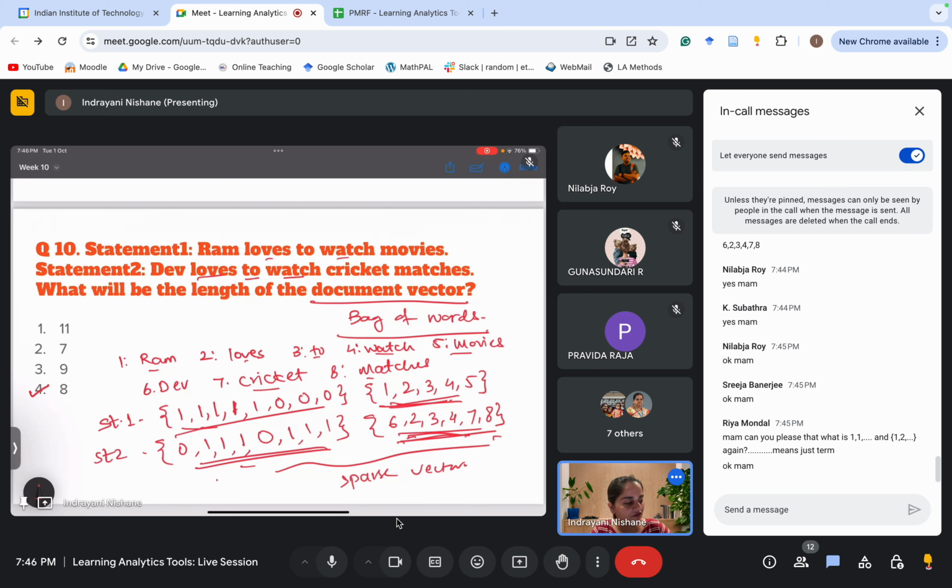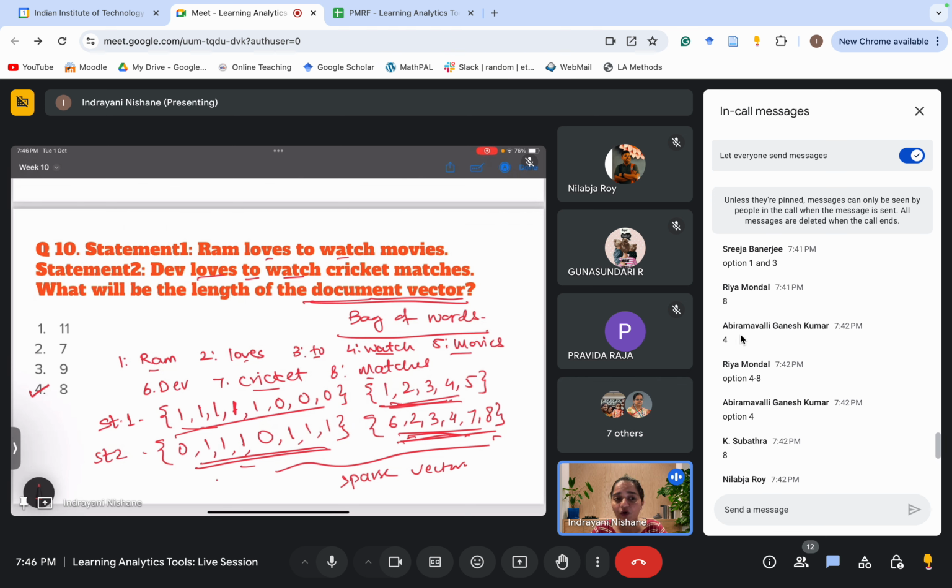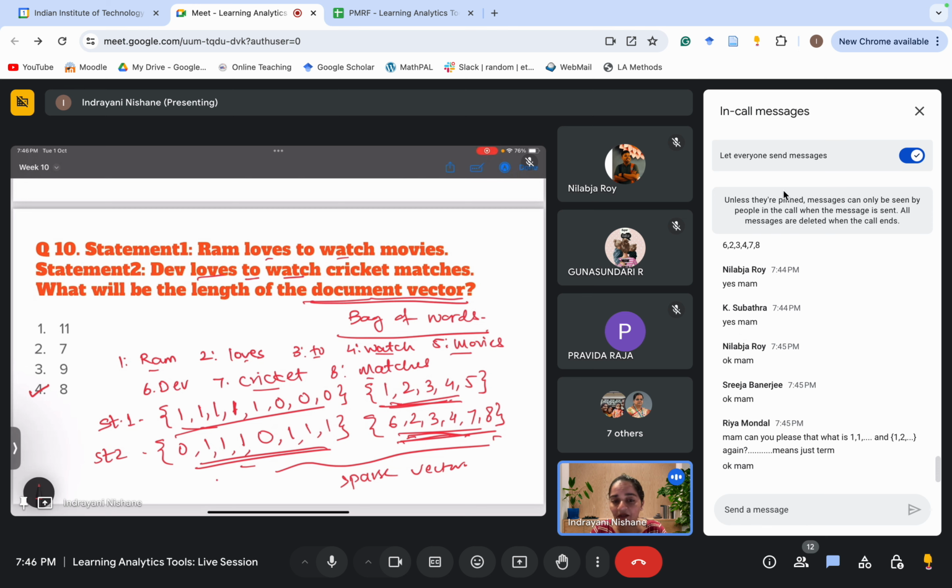Now here, even though we did not know what a document vector is, they are just asking for some length, and looking at the options, all of you answered correctly. If you go back to the chat box, you will see all of you have answered option 4, that number 8 and option 4. So you just interpreted the options, and even though you don't know the words, you do the cross solving. You look at the options and try to understand what they mean by document vector. All of you did this very correctly, very nicely.